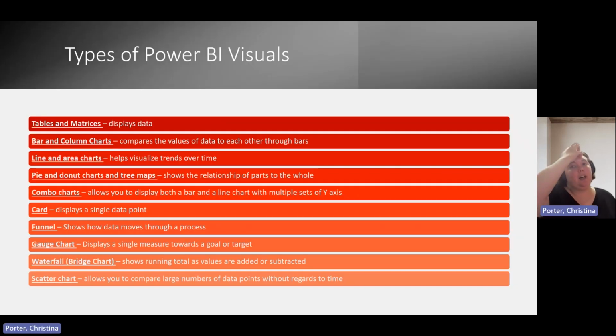Here are some types of Power BI visuals. So you have tables and matrices, bar and column charts, line and area charts, pie and donut charts, combination charts, cards, funnels, gauges, waterfalls or bridge, and a scatter chart.